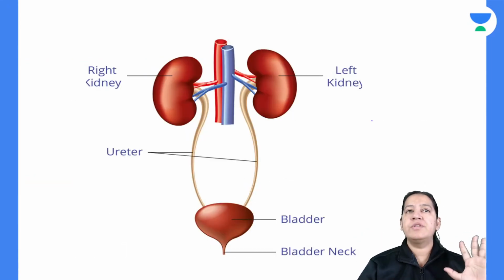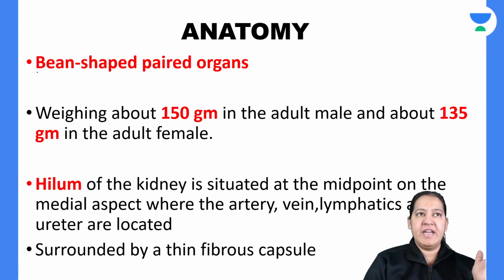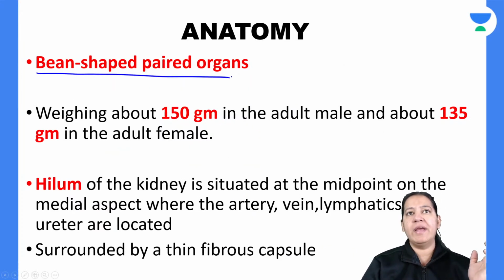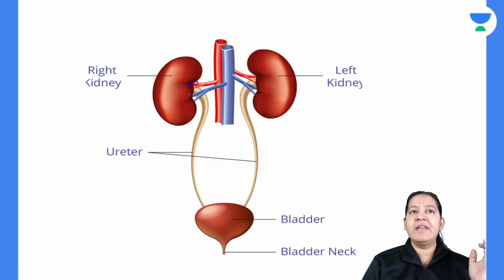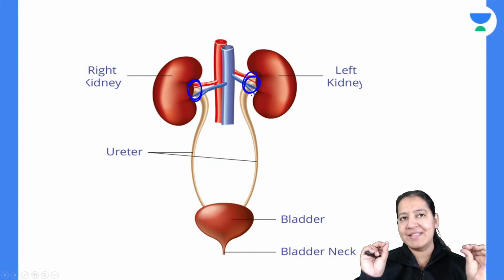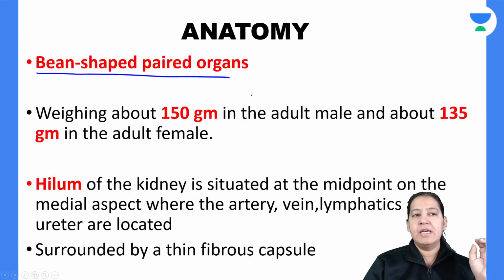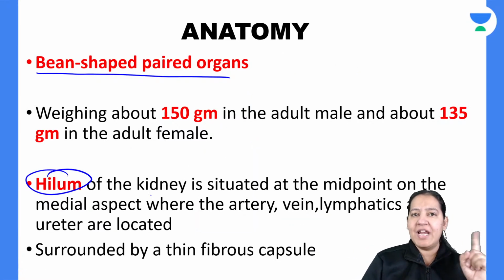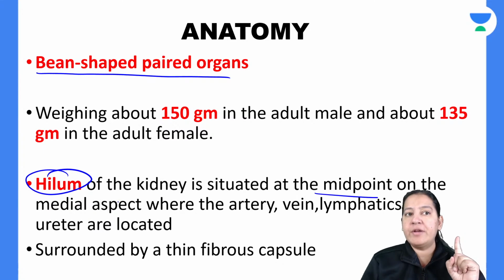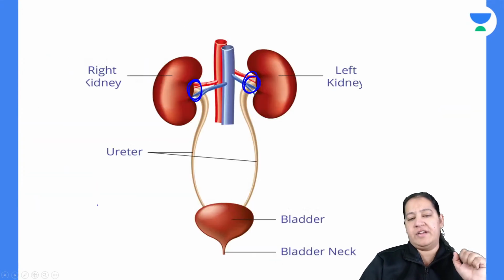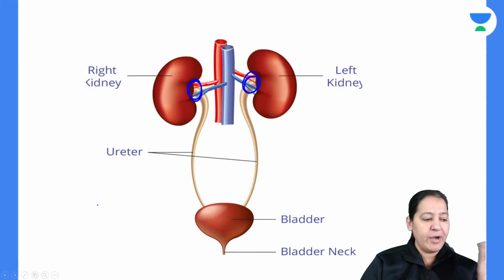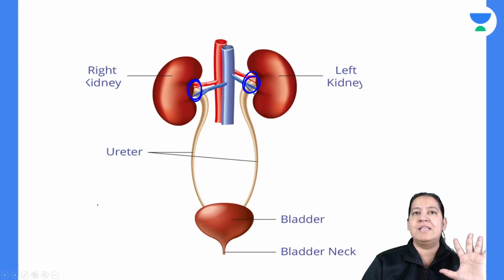Okay. We know that human have a pair of kidneys. You can see the right kidney and the left kidney. Kidneys are bean-shaped paired organs, right? Now, the point where renal artery, renal vein and ureters are entering or exiting from the kidney, that point is known as hilum. So hilum of the kidney is situated at the midpoint on the medial aspect where renal artery, renal vein and ureters are located. You can see, right? At the midpoint on the medial surface, these are located.